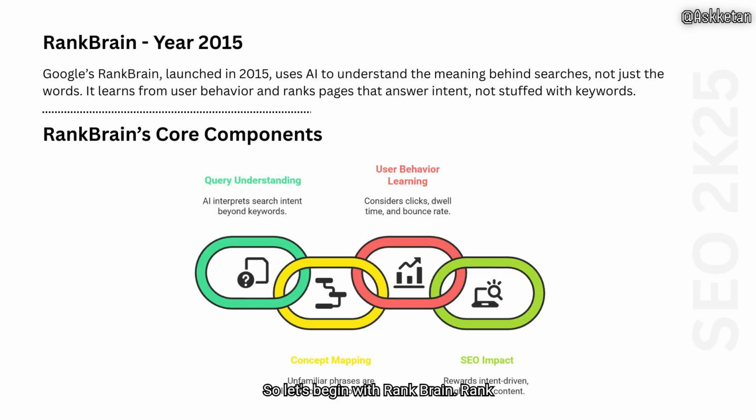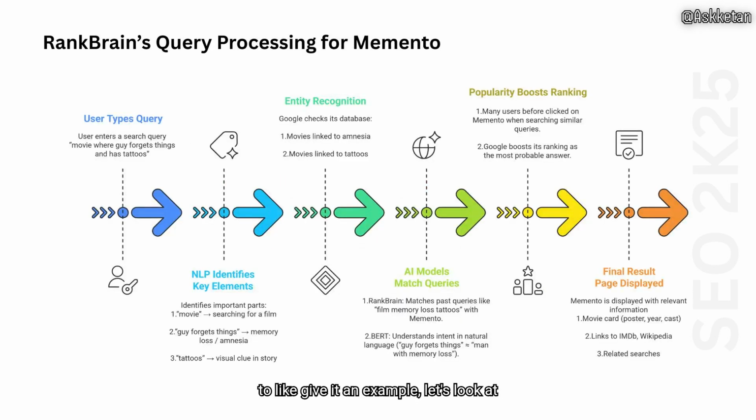So let's begin with RankBrain. RankBrain was introduced in 2015. RankBrain was Google's first AI system that used to understand search queries better than the previous updates, especially the new and confusing ones. Let's look at an example. Let's say you search for what's the movie where the guy forgets things and has tattoos.